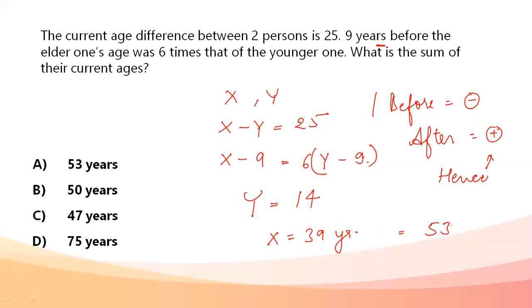When you do this, it comes out to be 53 years. So the present sum of the ages is 14 plus 39, that is 53 years. My answer is option A.